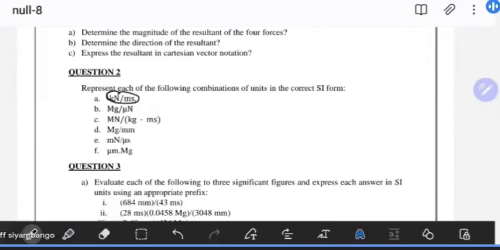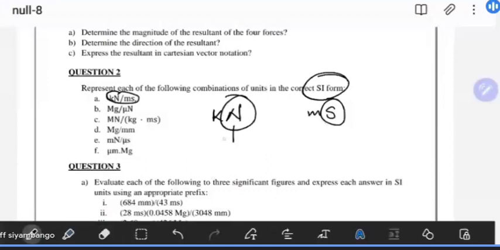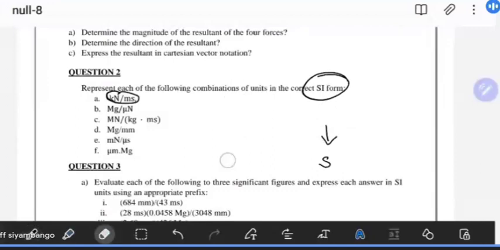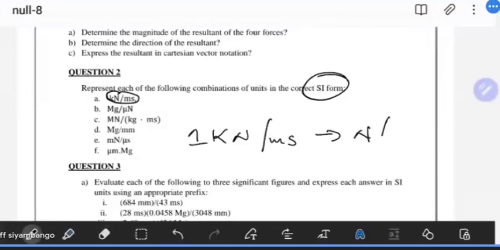That's kilonewton and millisecond. The kilonewton is basically just the newton, and the millisecond is the second. So we're going for SI, the standard form, meaning the kilonewton has to go to just newton, and the millisecond has to go to just the second. So that is the conversion we are trying to do. You're trying to convert 1 kilonewton per millisecond to newton per second.